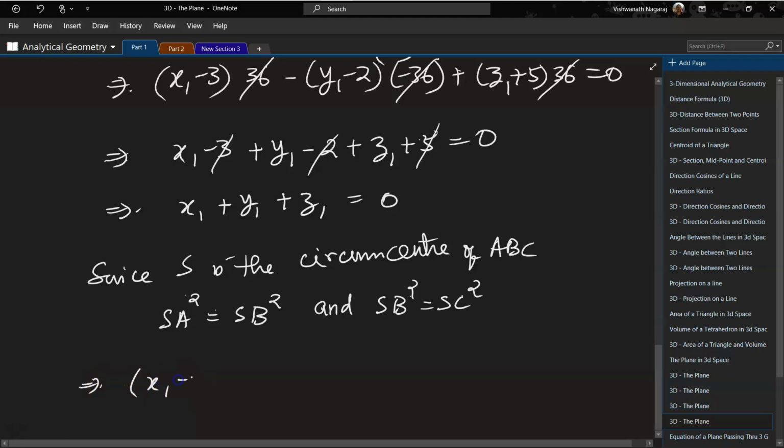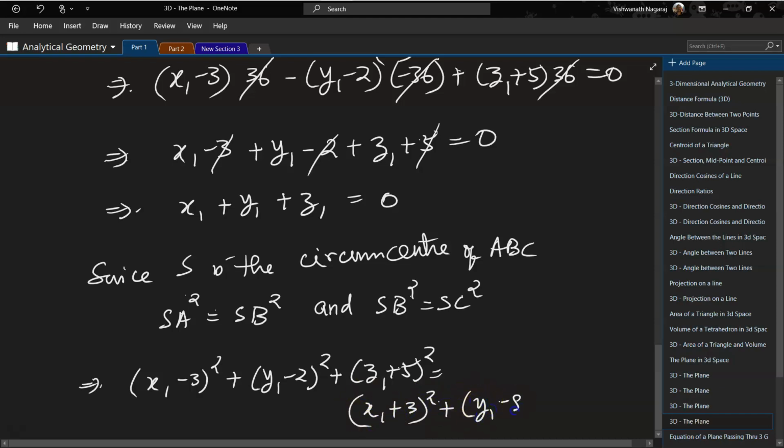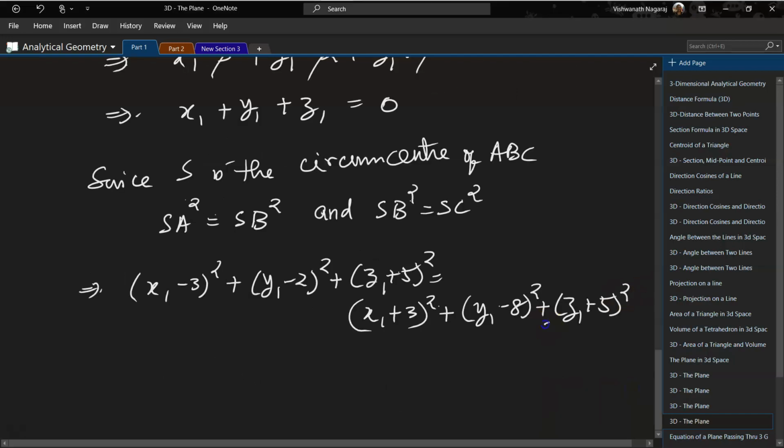So (x1 minus 3) square plus (y1 minus 2) square plus (z1 plus 5) square is equal to SB square, which would be (x1 plus 3) square plus (y1 minus 8) square plus (z1 plus 5) square. Now here if you notice, z1 plus 5 and z1 plus 5 will cancel out directly. So now let's open up these brackets.